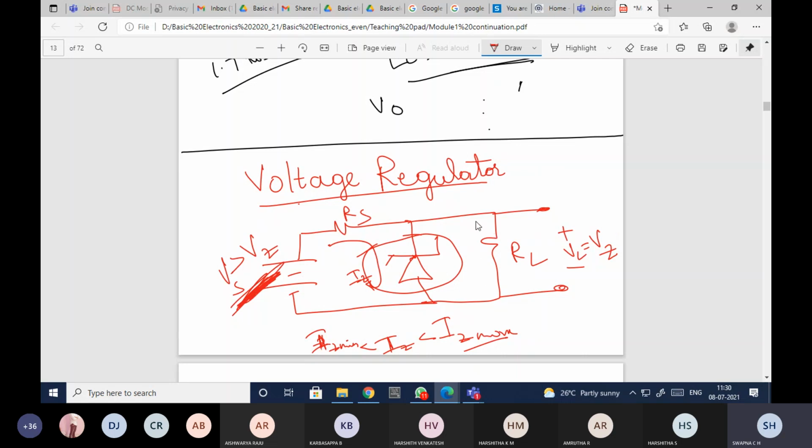Here I have said that based on this Zener diode, the output voltage will be maintained at that level. If the Zener breakdown voltage is 6 volts, then VL will also be equal to 6 volts, or 20 volts, VL will also be 20 volts, like that it goes. So these are the voltage regulators.